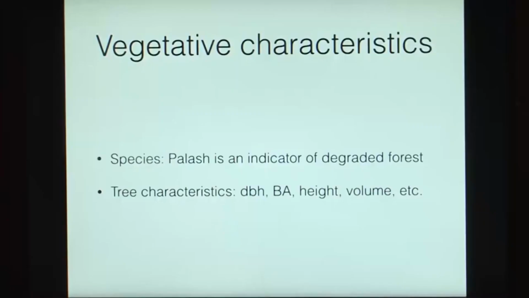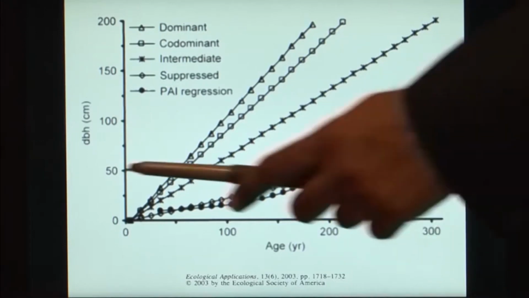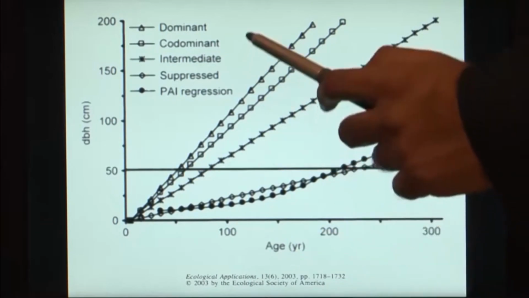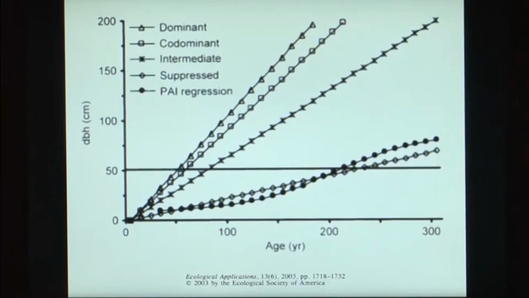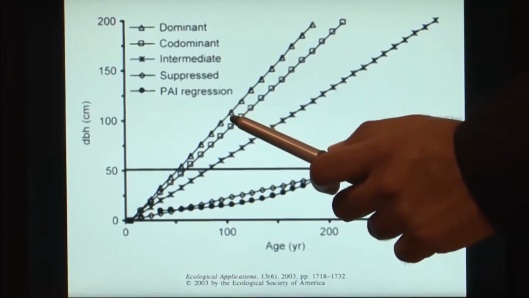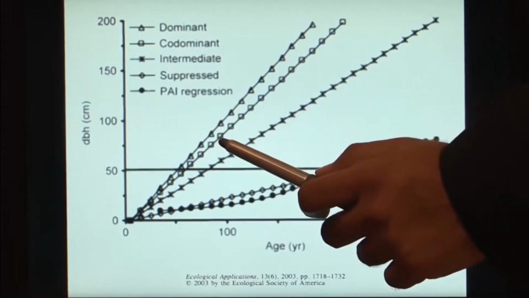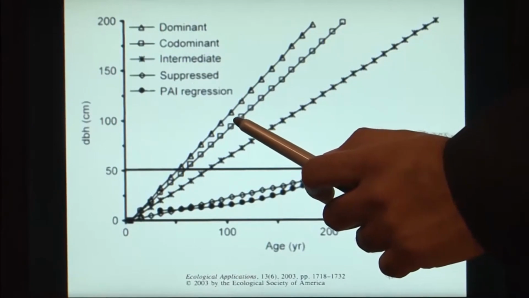So, coming back to the slides, we can see a number of tree characteristics to measure these vegetative characteristics, such as diameter at breast height, the basal area, the height, the volume and so on. So, even inside a forest, we can look at the diameter at breast height as it varies with the age. Here we can see that in the case of a dominant tree, a dominant tree is one which is on top of the canopy and it is receiving sufficient amounts of sunlight. So, in this period of 100 years, it is putting up a diameter of greater than 100, whereas a codominant tree is receiving a lesser amount of diameter growth.